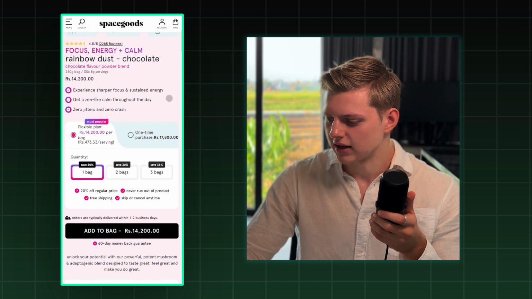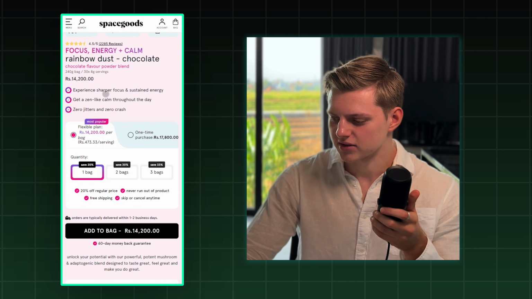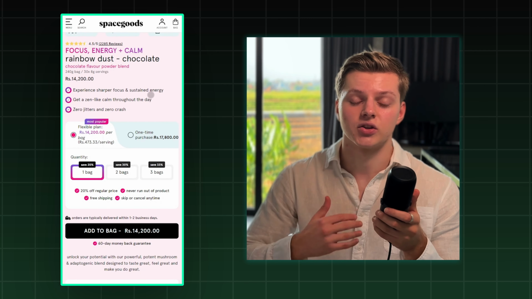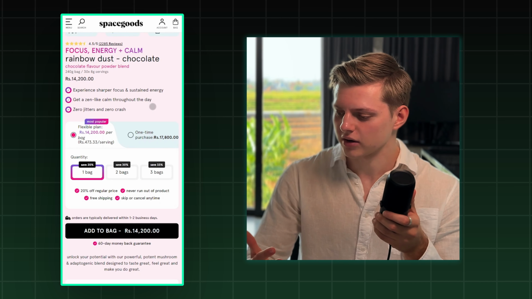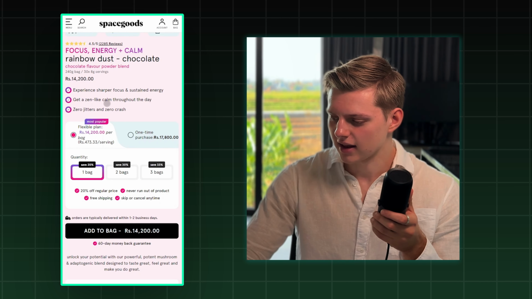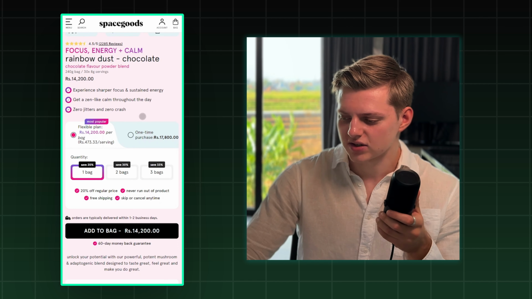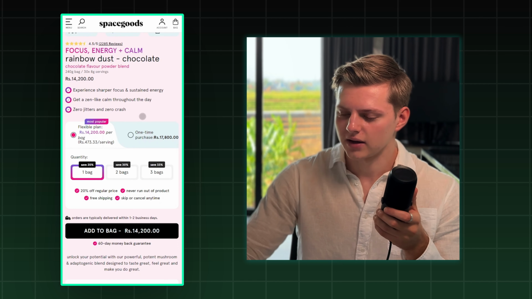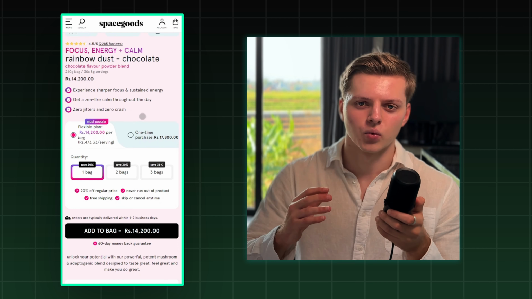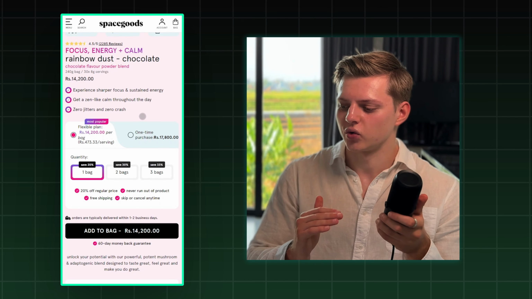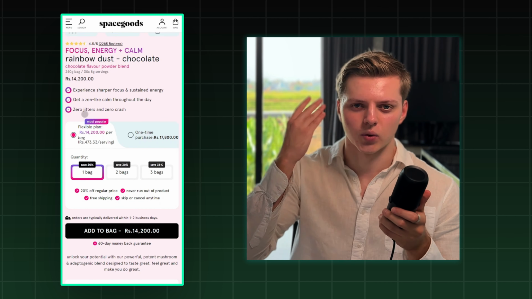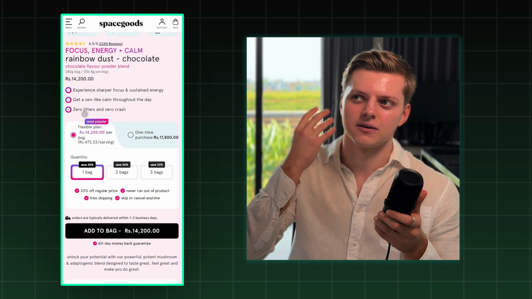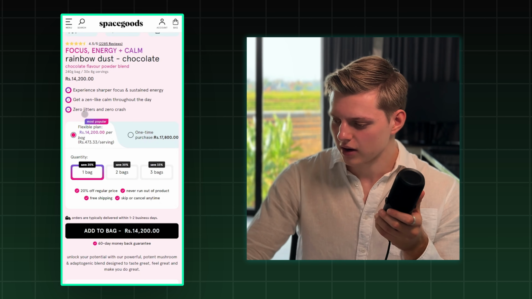Then they have the experience sharper focus and sustained energy, which just tells you that you will experience these benefits when purchasing the product. And then you have get a zen-like calm throughout the day, which is a bit more vague, but it's very oriented around what you get from the product. So you get a zen-like focus, and then that is up to you to experience and think, how would that be for you? But still pretty good copywriting.